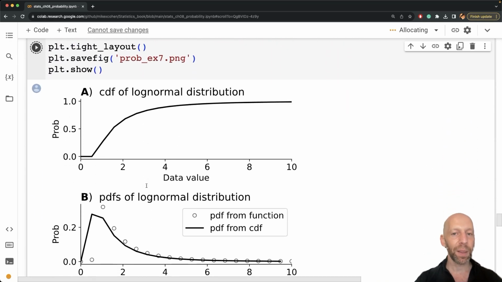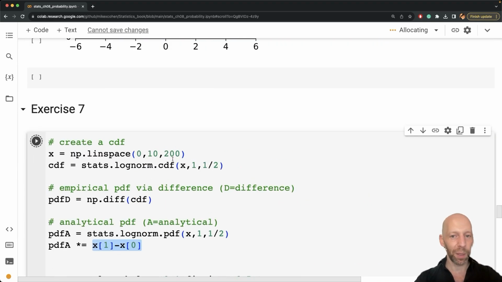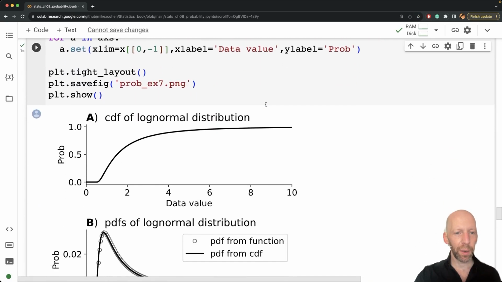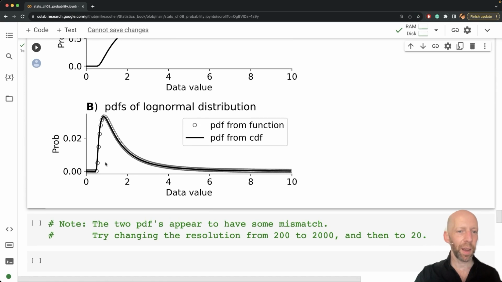And then you see that with that normalization, oops, I meant to do it. So let's run this with 200 points. And here you see that there's a pretty good overlap. Certainly the amplitude scaling is the same in the two functions, these two ways of computing the PDF from the CDF or directly from the SciPy function. But you can see, as I noted in this comment here, it does look like there's a little bit of a mismatch. Let's see what we can do about that.